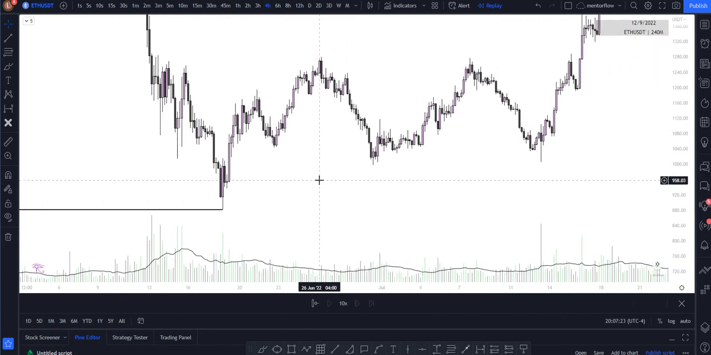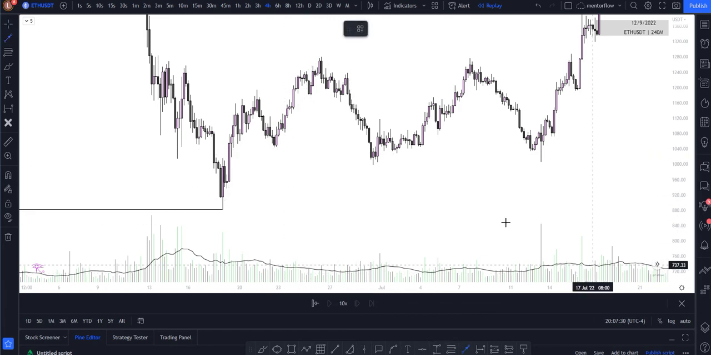Right? Where were those areas of demand introduced? Where were those breaks of structure to the upside? We saw the break right here, on this move to the upside right here. We saw that impulsive move to the upside right here. Was there volume on the buy side?